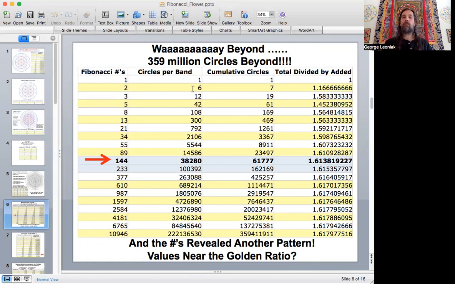And here are the circles per band adding up and the cumulative circles that are adding up in the diagram. And here is the cumulative divided by the circles per band. So these are divided, and from the left to the right here.